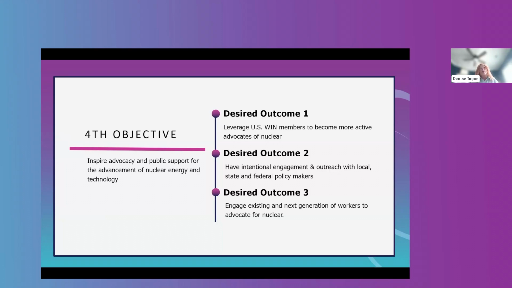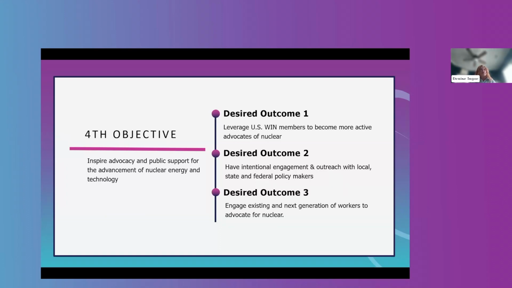So Objective 4 is all about inspiring advocacy and public support for the advancement of nuclear energy and technology. This is not new to U.S. Women in Nuclear. Public outreach was an original pillar within the U.S. Women in Nuclear organization, and it's super important. Advocacy is about gaining support from others to help you express your views and wishes. It's going to help us advance the nuclear industry. We're here to advocate for and promote nuclear technology.